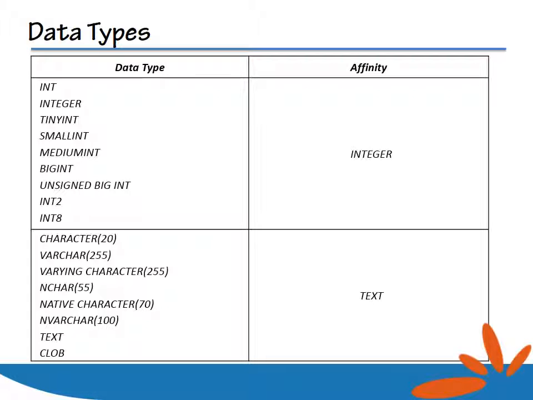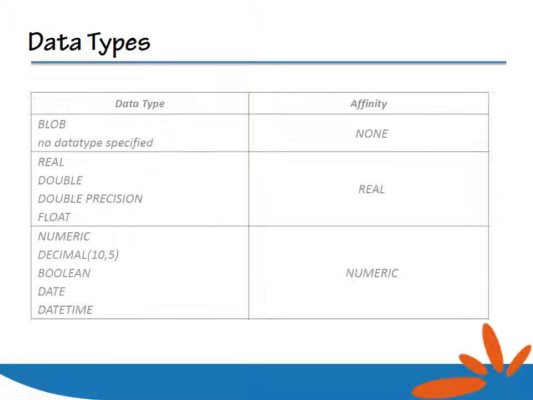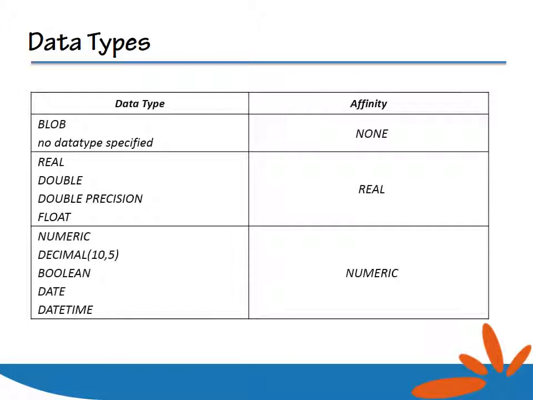The next one is NONE. For example, the BLOB, which has no data type specified. The next one is REAL. For example, REAL, DOUBLE. The next one is NUMERIC. For example, NUMERIC, DECIMAL. For example, (10,5) specifies the number of places and then the number of decimal points. Then the next one is BOOLEAN, DATE, and DATETIME.